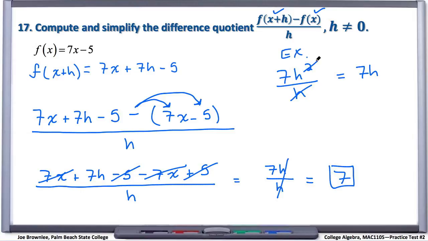All right, so that was just an example. But for number 17 here, once our h's cancel, all we're left with is 7. And so our difference quotient is 7.